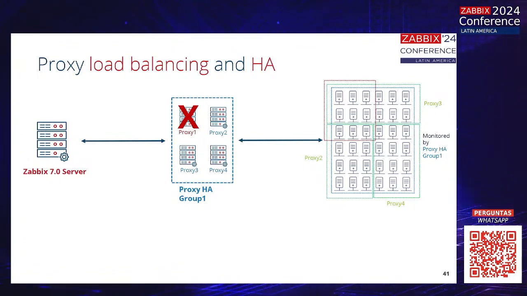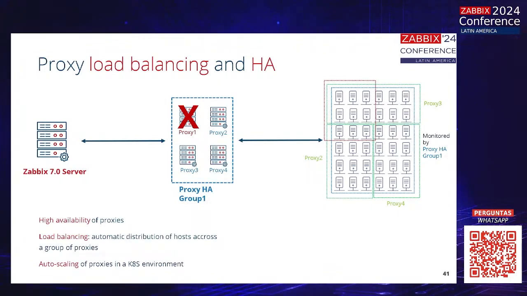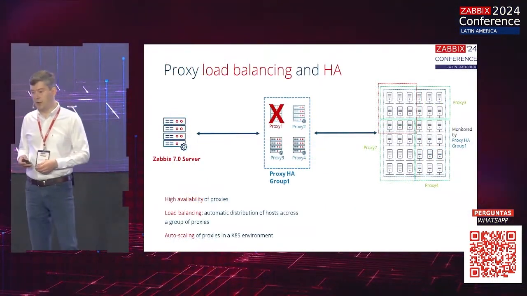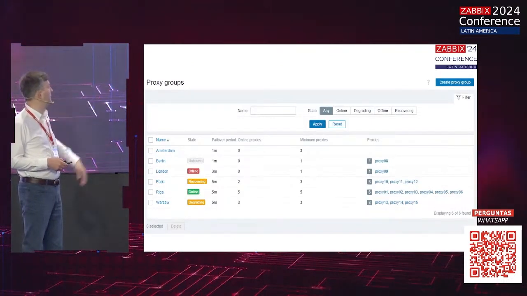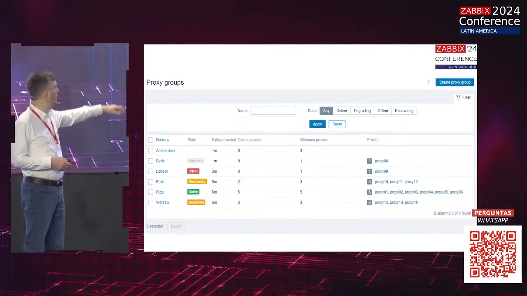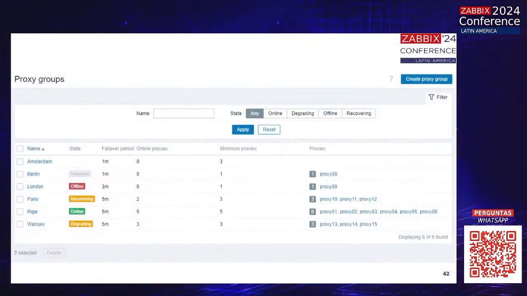Yeah, so that is really, really nice. High availability of proxies, load balancing, and if we use proxies in a cloud environment, for example AWS auto-scaling groups, it's really easy to make this integration. And that's how it looks. So we have, for example, different proxy groups in different cities, and there could be different states, like online, recovering, degrading, offline. We can specify a minimum number of proxies per group. So this is quite sophisticated functionality. I will not go into much detail, just have a look at the documentation. We also have webinars and blog posts about it.